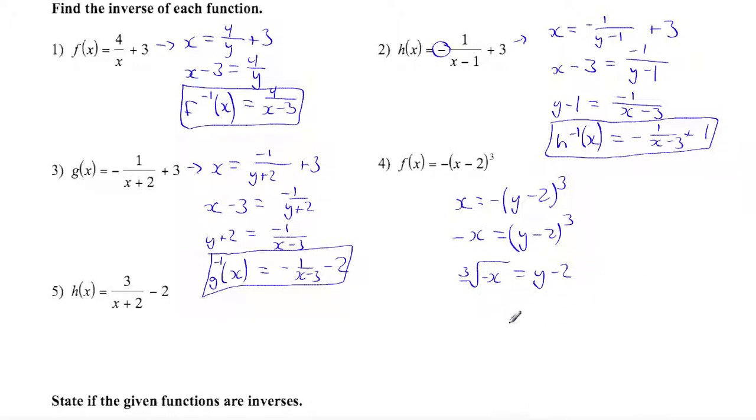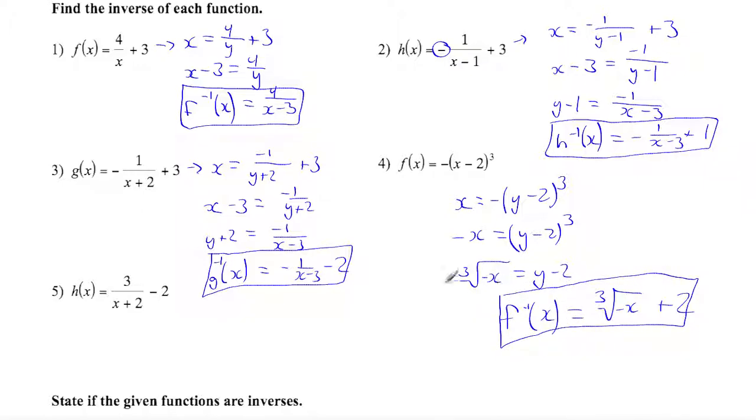But I can add 2 to both sides. So I'm going to put this on the left-hand side. The inverse of x is equal to the cube root of negative x plus 2. So again, that whole cube root, cubed business, maybe it's a little bit tricky, maybe it's a little bit confusing, but as long as you understand the switching of the variables, that's the important part, and we can focus on those other algebraic pieces later.